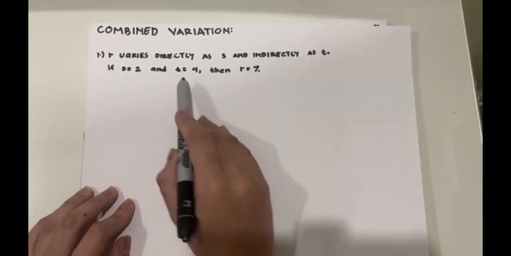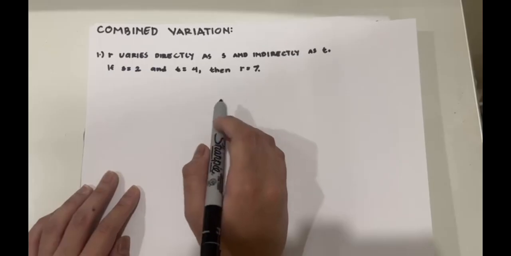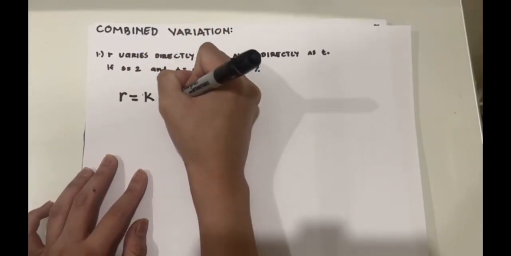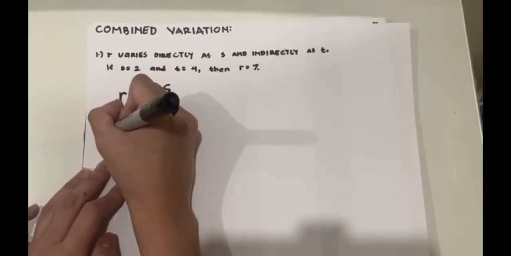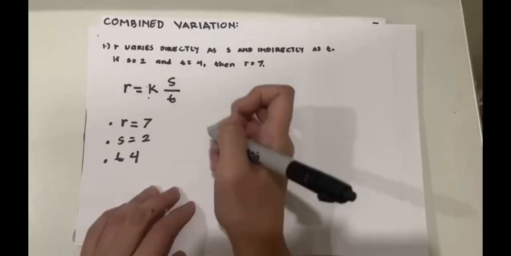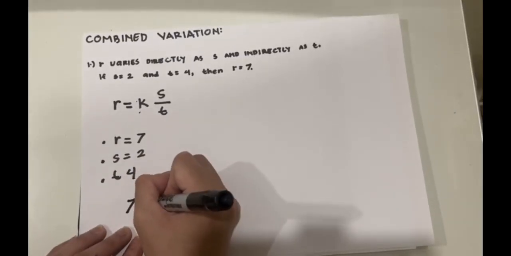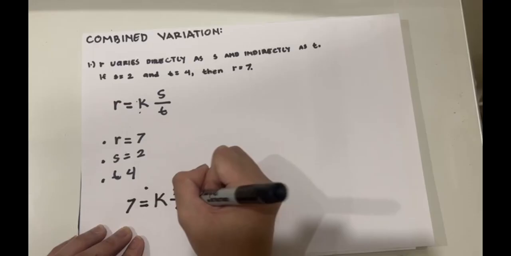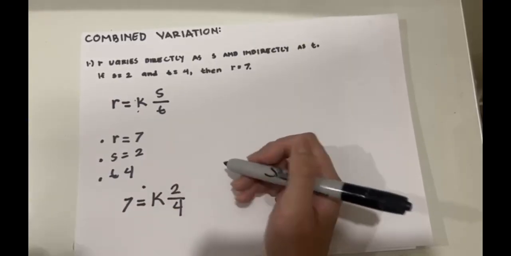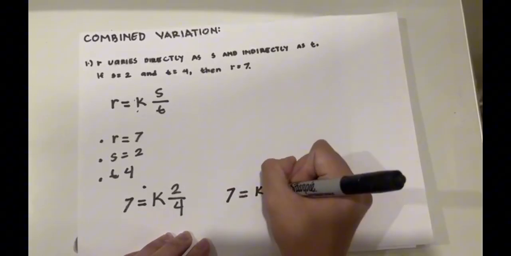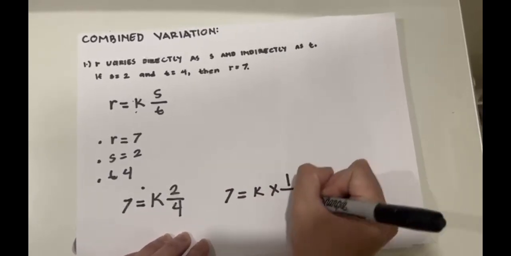If s equals 2 and t equals 4, then r equals 7. This means we can write the equation as r equals k s over t, where k is the constant that we need to find. Now let's solve for k using the given values. Substituting this into the equation, we get 7 equals k times 2 over 4. Next, we simplify 2 over 4 by dividing both 2 and 4 by 2, which gives us 7 equals k times 1 over 2.